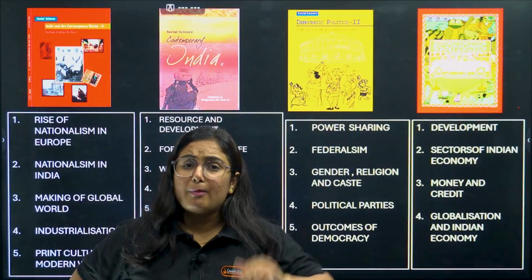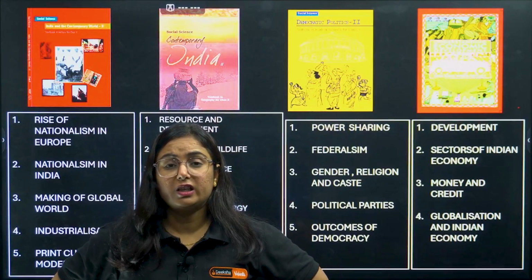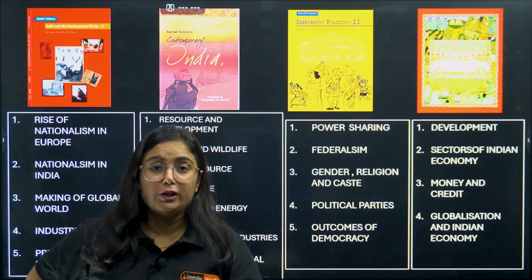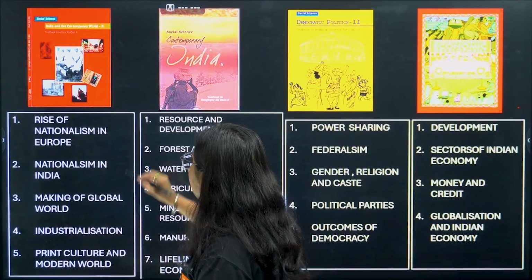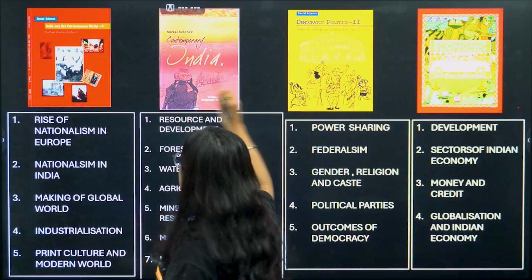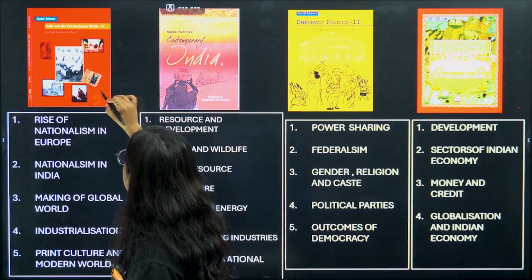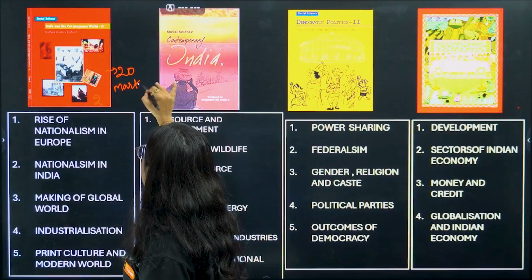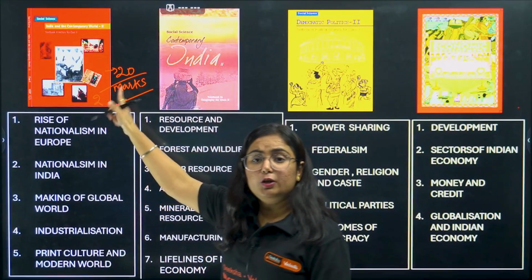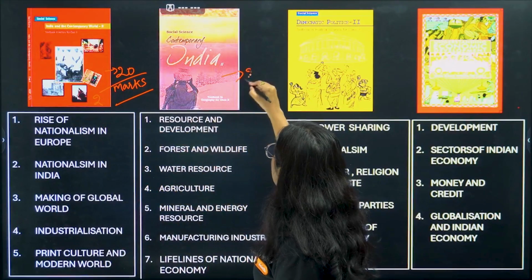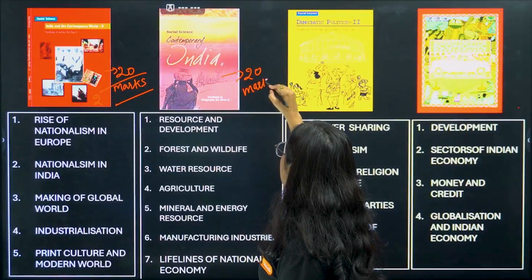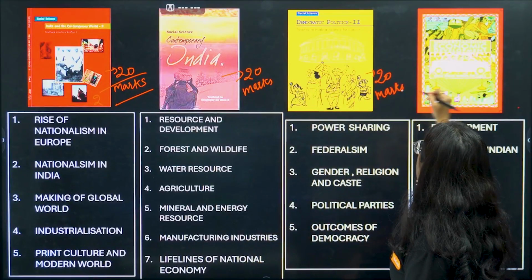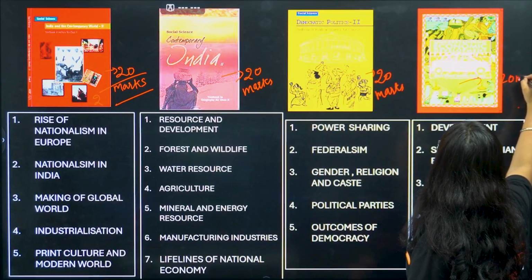But now, ma'am, what if we are not able to do the tough one at the last, right? We lose confidence. Beta, how will you lose the confidence? Because I am going to tell you that all these 4 books have the same weightage. For example, this history book of yours will give you 20 marks. The weightage is 20 marks. When you move to geography, again, it is 20 marks. Civics, it is 20 marks, and economics too, again 20 marks.